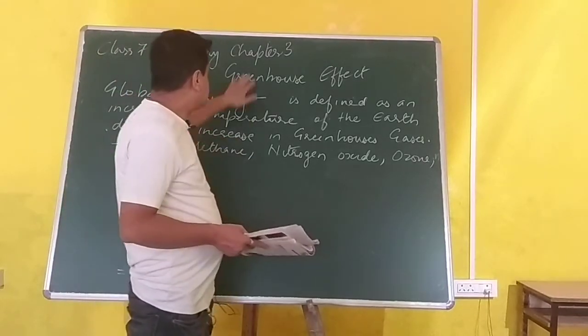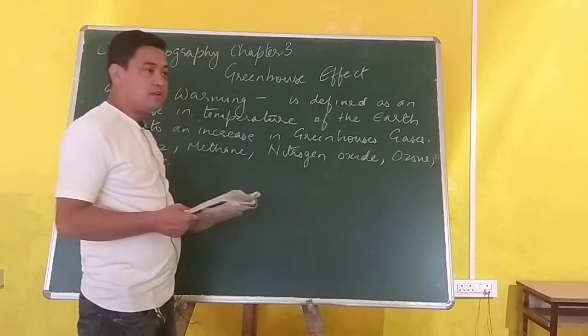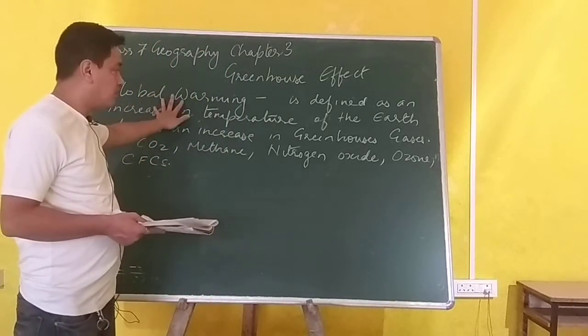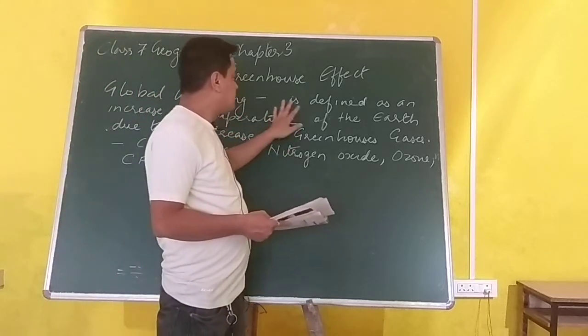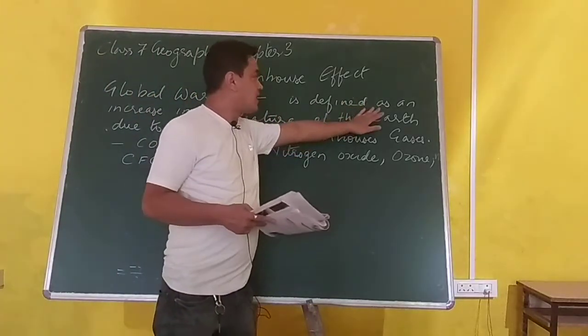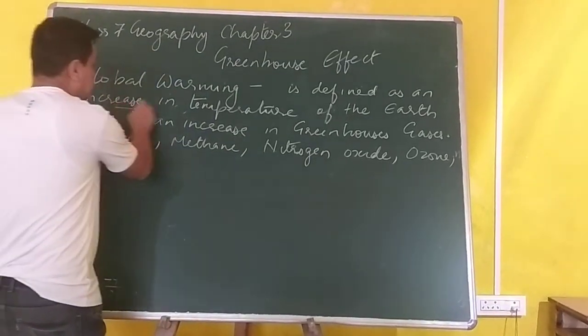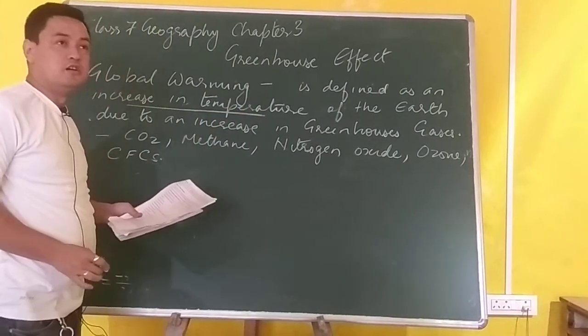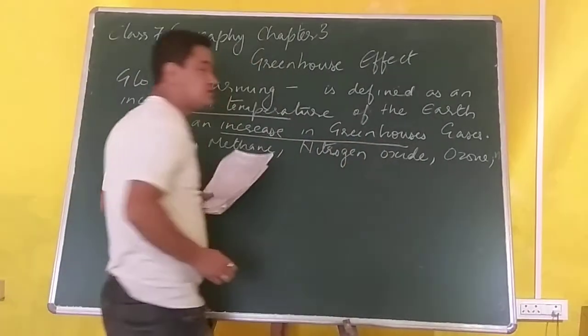So this video is on chapter 3, greenhouse effect for class 7 geography. Today the topic that I am going to discuss is global warming. Okay. Now I have on the board, global warming is defined or described as a rising temperature of the earth due to an increase in greenhouse gases.